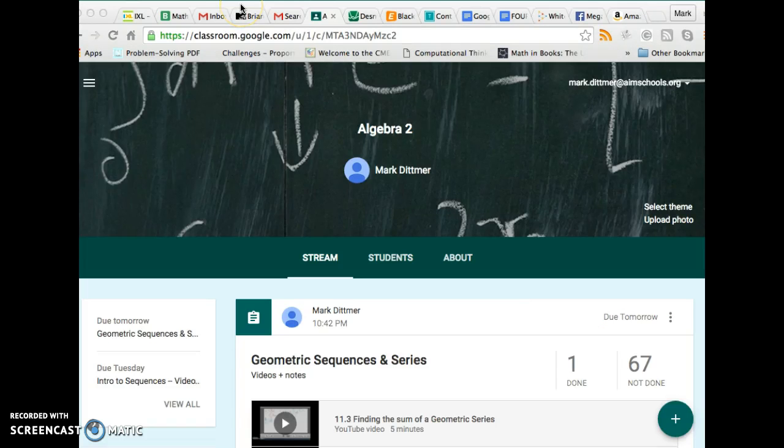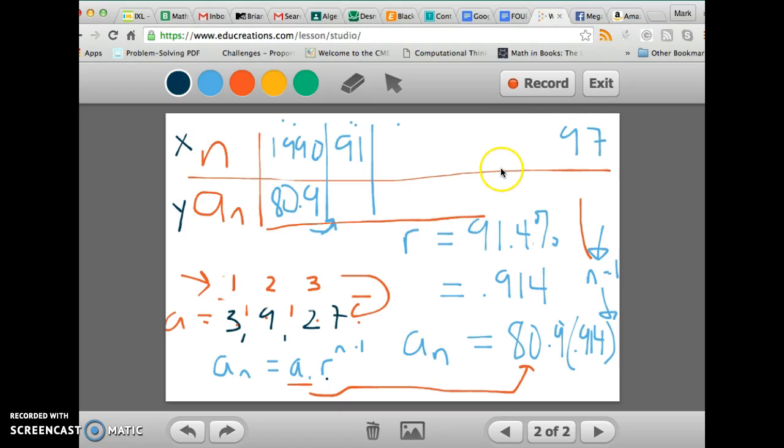So 100% minus 8.6% gives me 91.4%, or 0.914. If I'm decreasing by 8.6%, I'll constantly get 91.4% of my answer every time. So my rule for this function is 80.9 times 0.914 raised to the n minus 1 power.